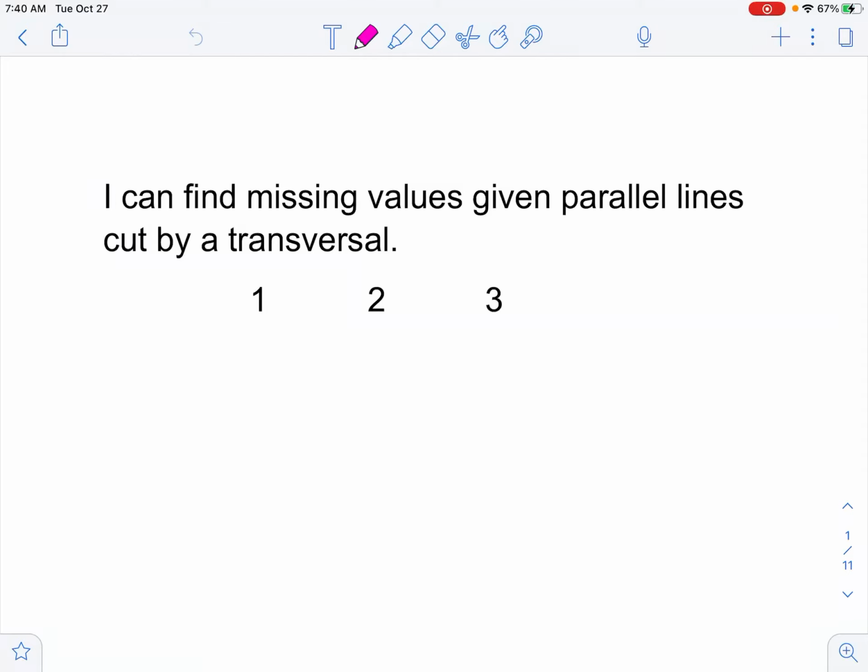All right, so we have one goal for today, and that is I can find missing values given parallel lines cut by a transversal. So we're going to take what we learned at the end of the last lesson and apply it to this lesson. So go ahead and give yourself a 1, 2, or 3.